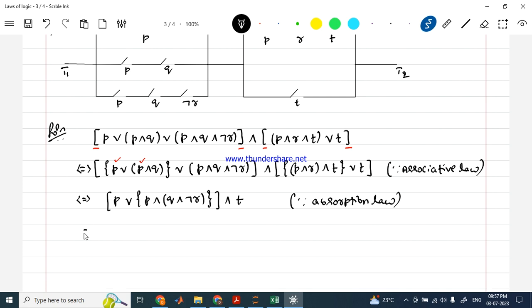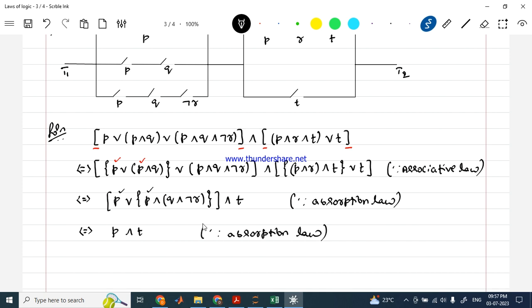So this is logically equivalent to P disjunction, as I mentioned already, P outside, P inside with two different connectives. It just represents P conjunction T. This is once again from the absorption law. And you can note that in this expression we will find P only once, and T also appeared only once.